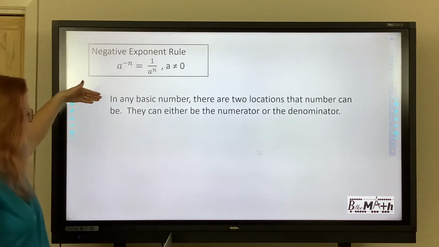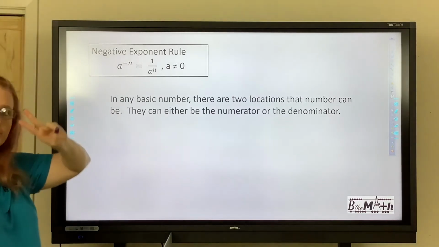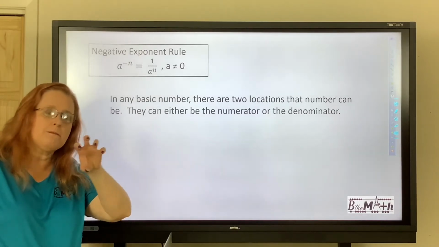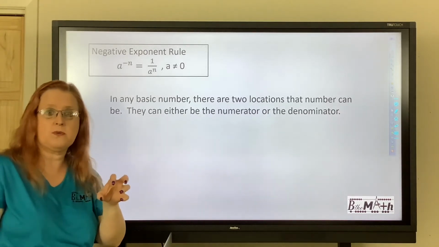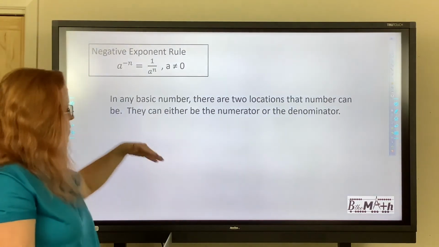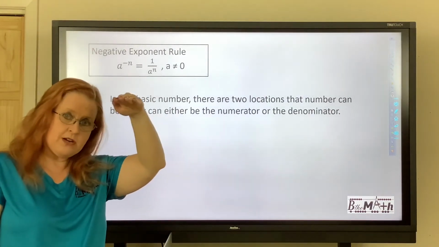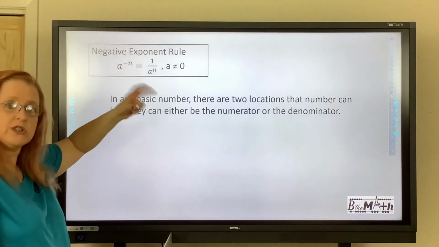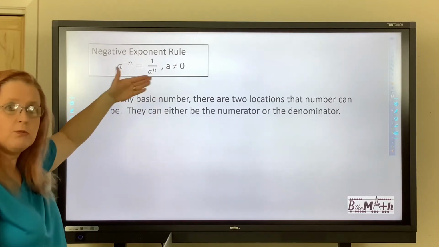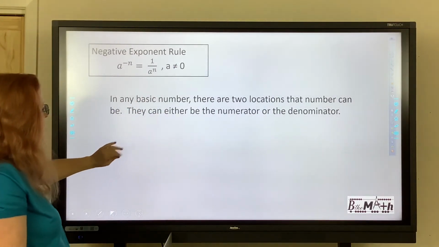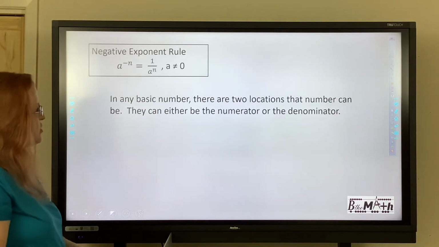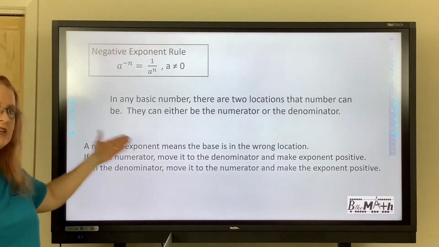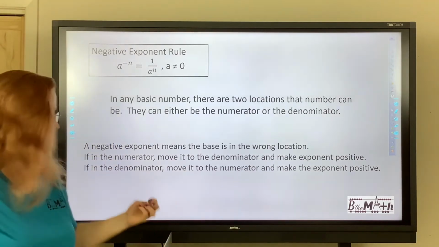All right, so for any basic number, there's only 2 locations that a number can be written. A basic number is a number without an exponent other than 1. So you have the numerator and you have the denominator. All numbers, fractions, are going to be put in the top or the bottom, the numerator or the denominator. And what you always want to look at is location. If you have a negative exponent, it means your base is in the wrong spot. It's in the wrong location.